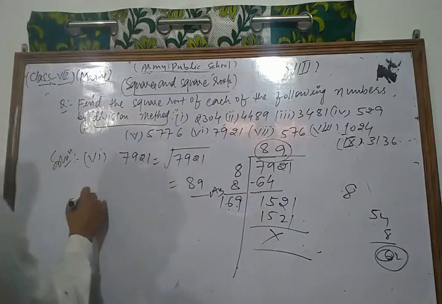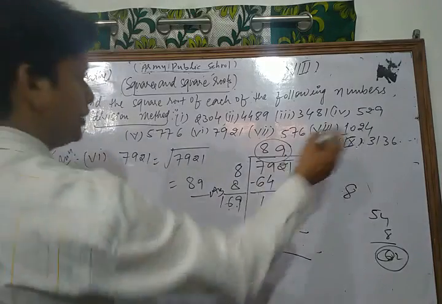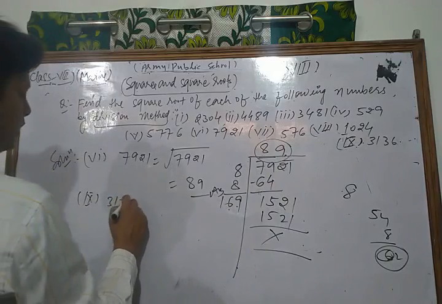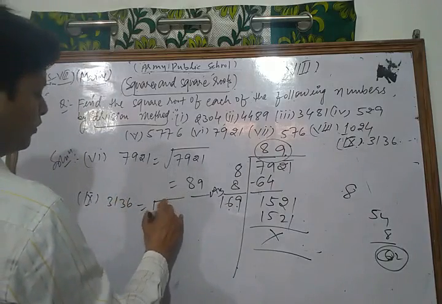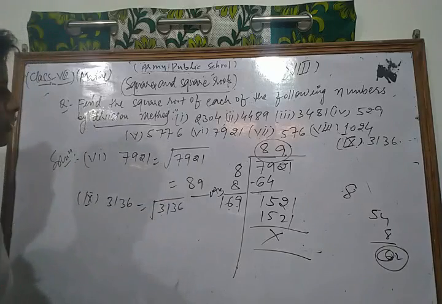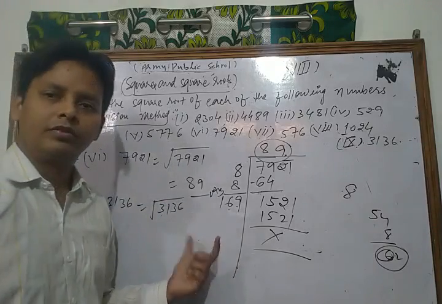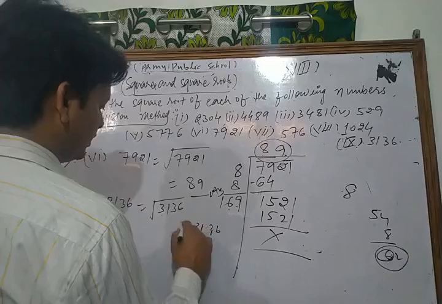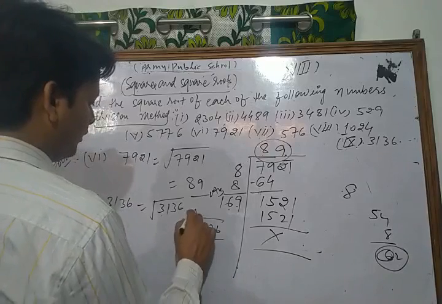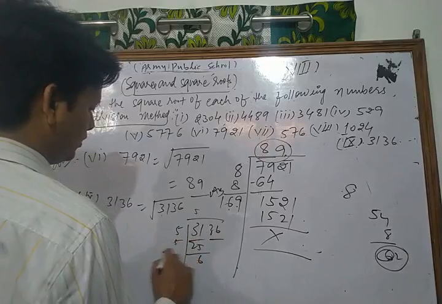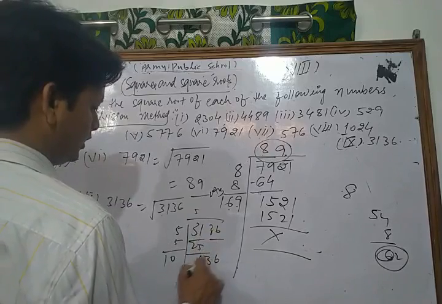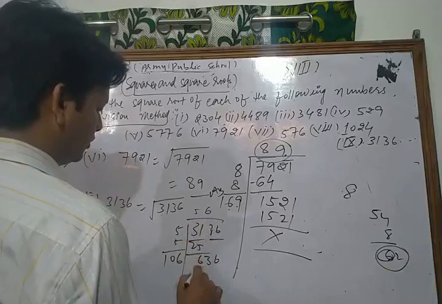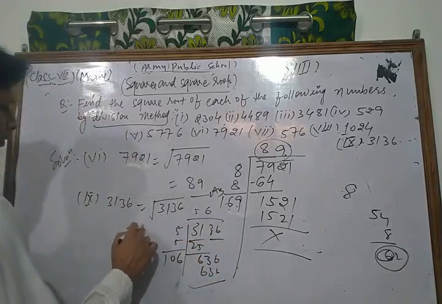Now we take the ninth part of this question, which is the last one: 3136. We find the square root of 3136. Now we apply the same process. 5 5s are 25, then this is 10, this is 36. Now 6 times, 6 6s are 36. The square root of this is 56.